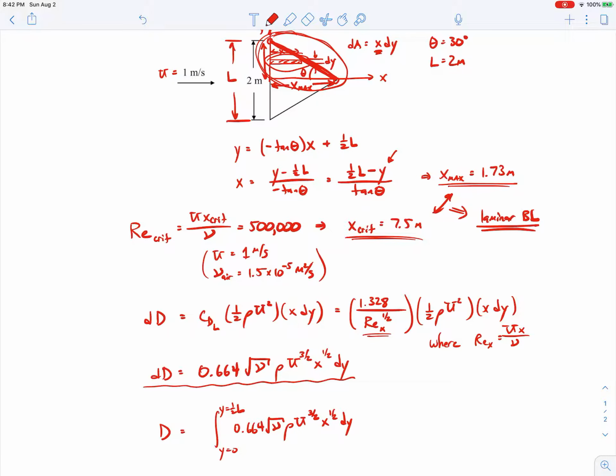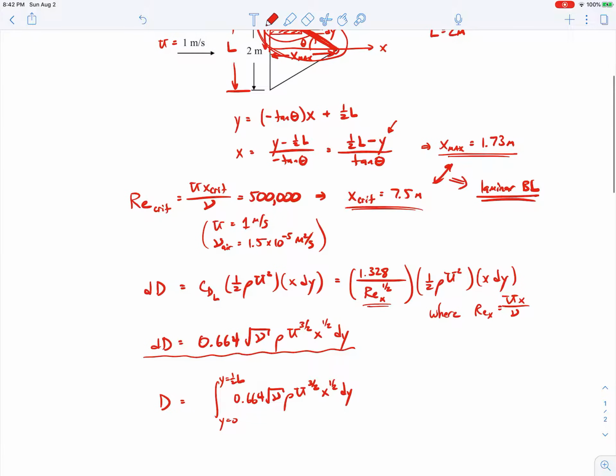Now remember, I have the lower triangular plate too, so I want to multiply that by 2 to get the drag on one face of this equilateral triangle. And then I'm going to multiply it by 2 again to give me the front and back faces. So this first 2 is upper and lower, and the second 2 is front and back.